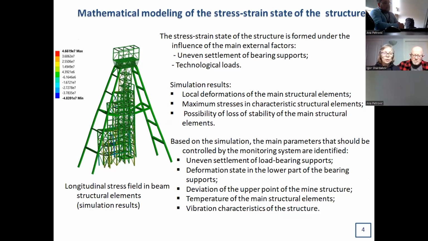As a result of the simulation, the maximum stresses and local deformation in the main structural elements were analyzed, and the possibility of buckling structural elements was also assessed. Based on this simulation, the main monitoring parameters were selected. They are settlement of load-bearing columns, then deformation in the lower part of the bearing columns, then deviation of upper part of the structure, temperature of main structural elements, and vibrational characteristics of the structure.